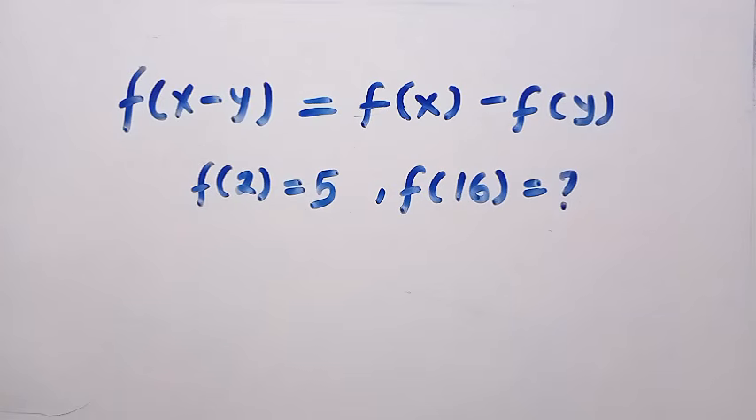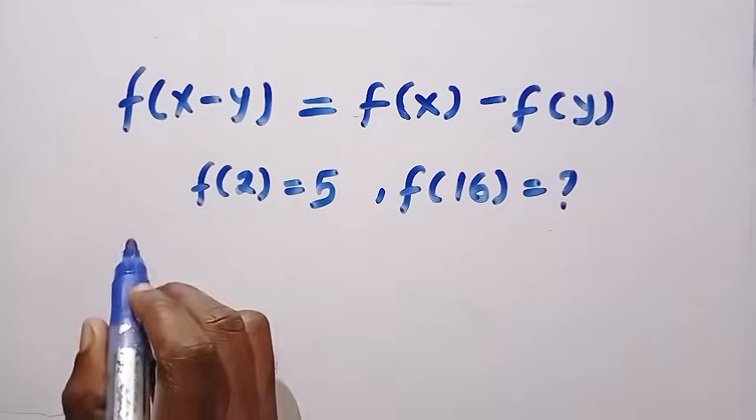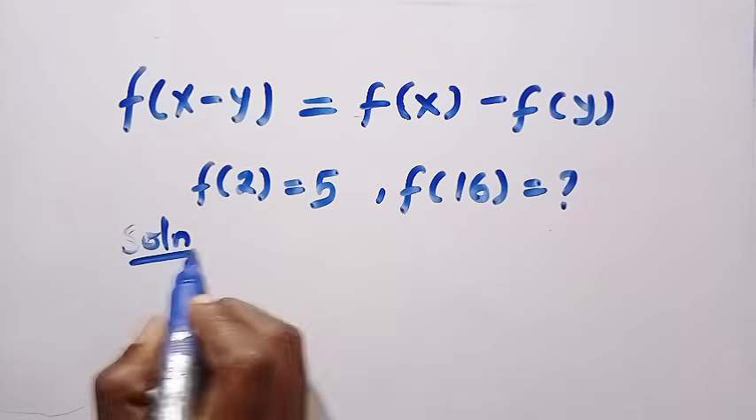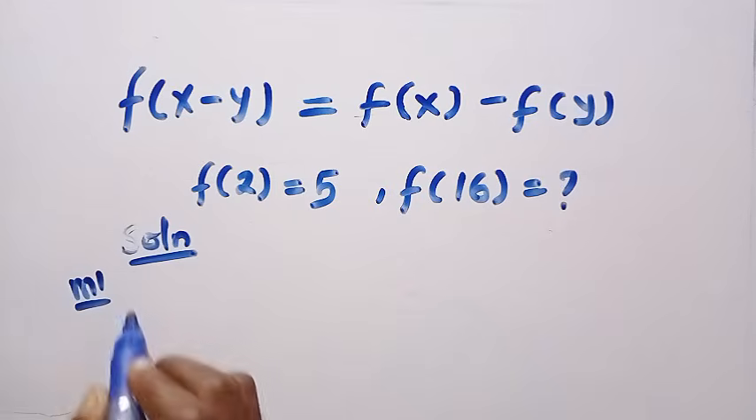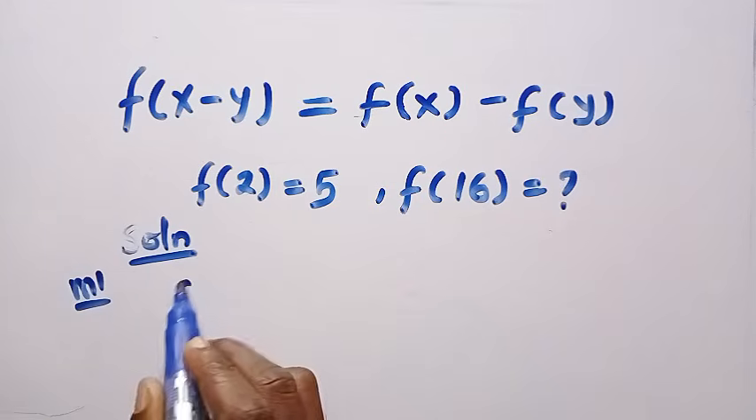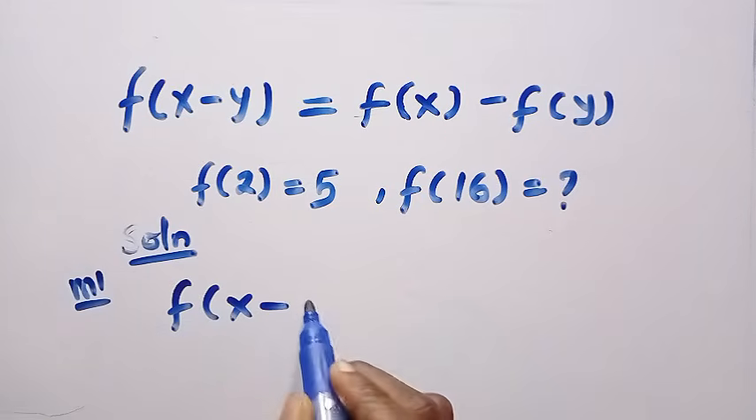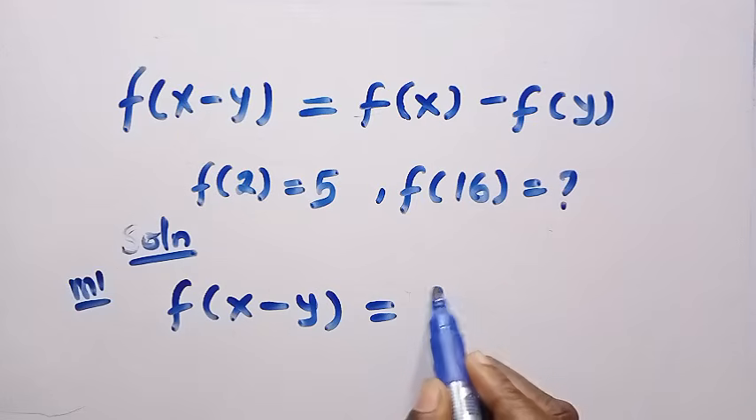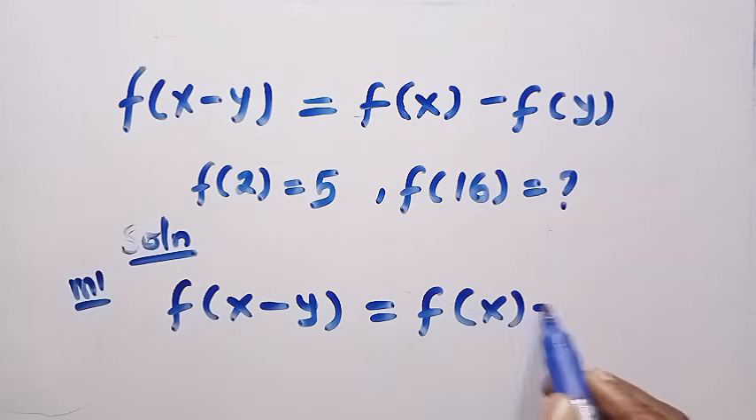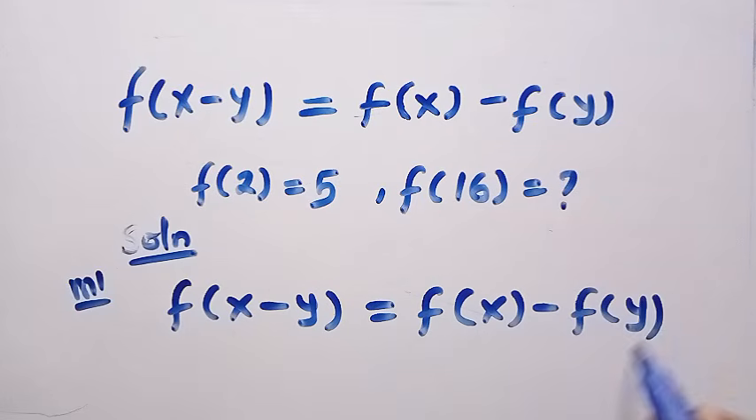How to solve these nice functional equations given that f of x minus y equals f of x minus f of y. If f of 2 is 5, what is f of 16? I'll be solving this question in two different ways. So when we consider the solution here, here is method 1. We have the function f of x minus y equals f of x minus f of y.